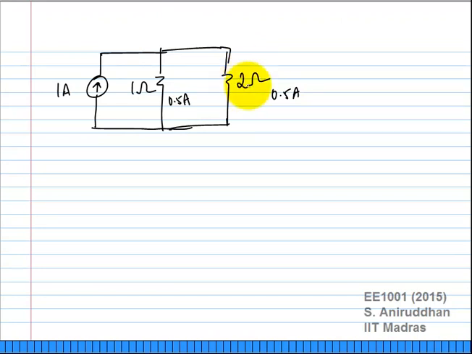Which is 1 by 3, which is 2 by 3? So in that case, you will have 2/3 ampere and 1/3 ampere and so on. Right? You will have to learn how to do these things quite fast. Otherwise, even simple networks will take you a long time. Okay, that is the moral of the story.